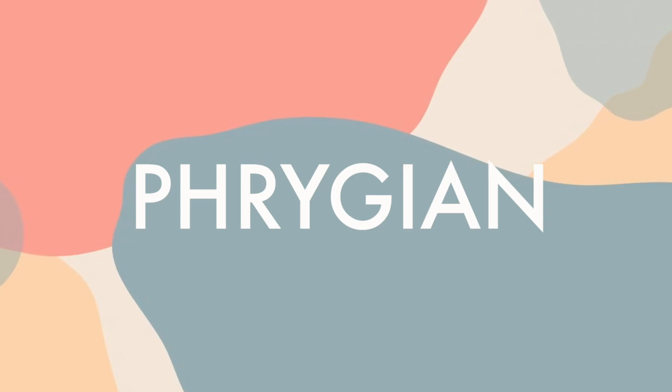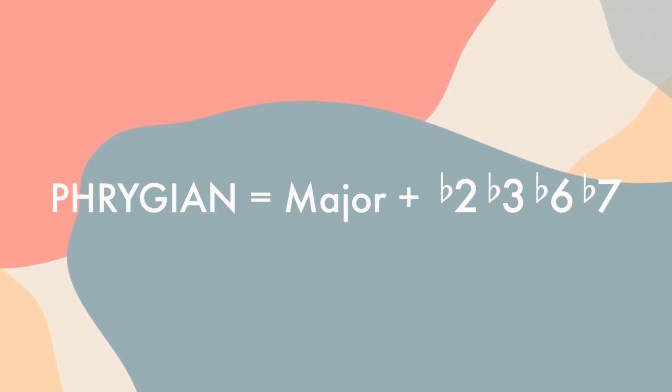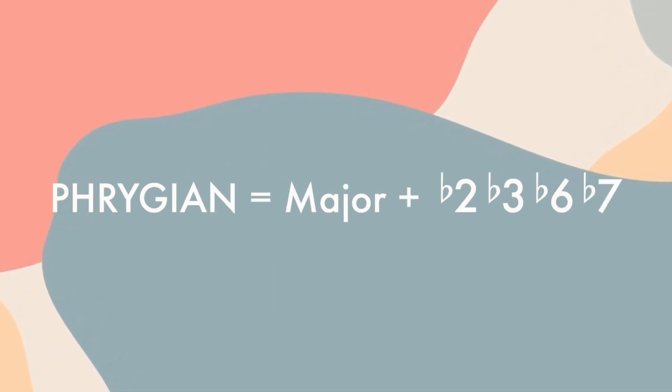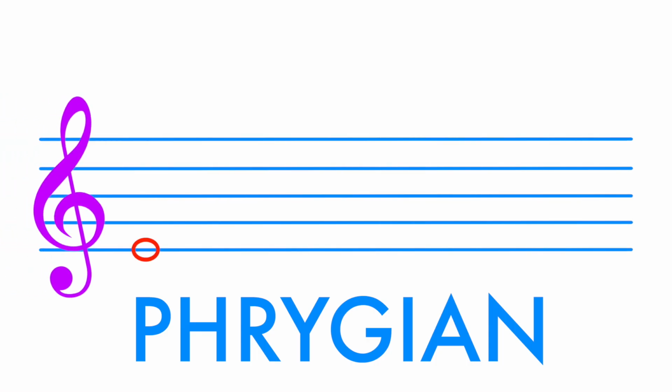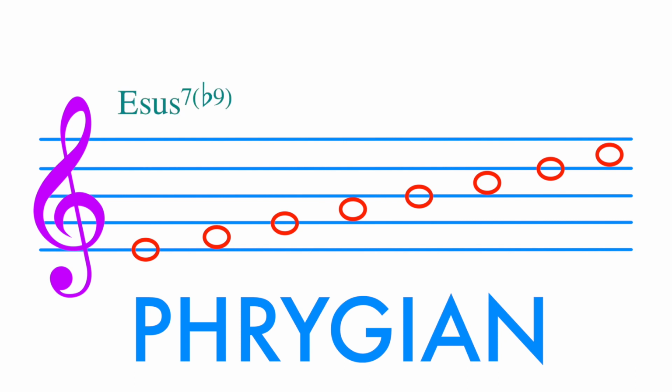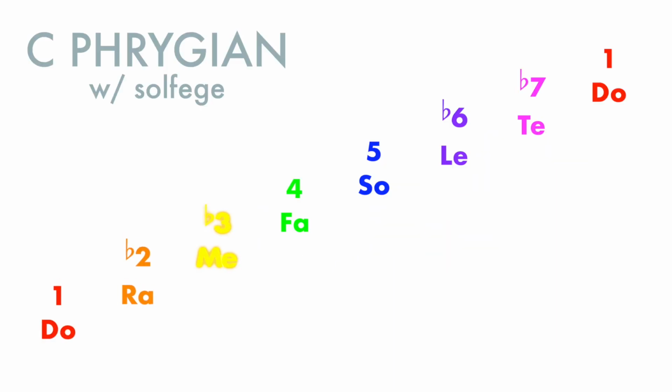The third mode, Phrygian, can be thought of as the major scale starting on the third scale degree, or mi, or as the major scale with a lowered second, third, sixth, and seventh. Phrygian sounds like this. E Phrygian is commonly played over an E sus flat 9 chord. If you ever see a sus flat 9 chord, think Phrygian. And here's C Phrygian with solfege. Do, ra, mi, fa, sol, le, te, do, te, le, sol, fa, mi, ra, do.